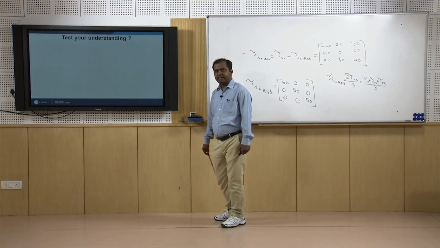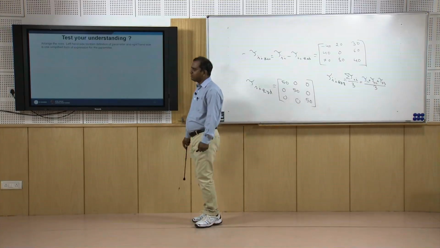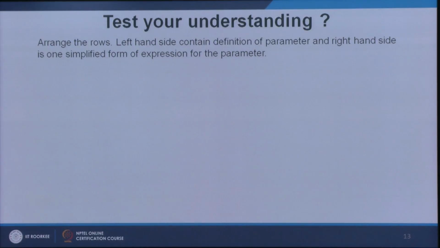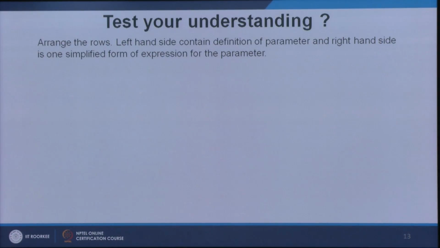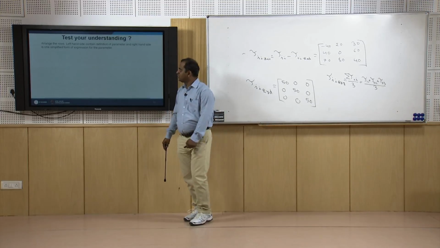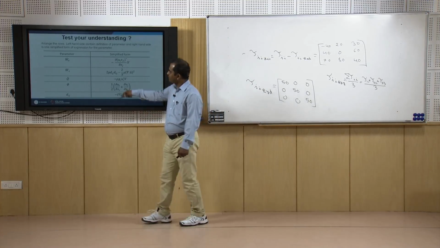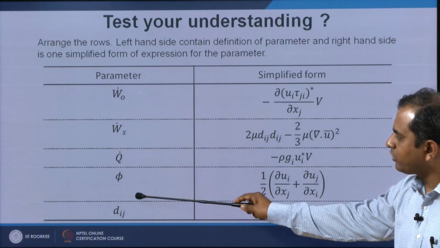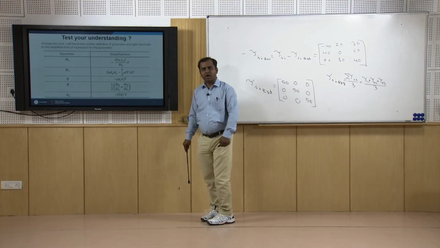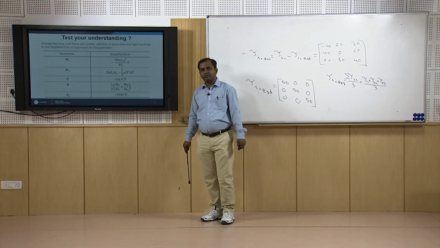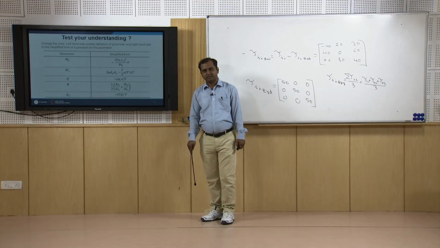So, let us test your understanding of whatever you have learned in this lecture. Here I will be giving you two columns. In the left hand column, you will find some parameters which I have already discussed in this lecture, and in the right hand column you will get the simplified expressions of the parameters. You have to match them one by one. The options are like this. On the left hand side we have W dot o, W dot s, Q dot, phi and dij. I think all of you know the usual meanings of these left hand side terms. In the right hand side we have jumbled things up, so you have to match them. Please take your time to read this and then arrange.